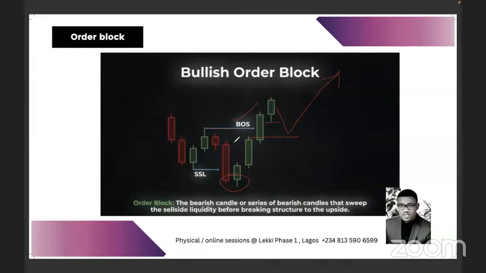Now, I didn't mention this other one. Let me mention it now. A high probability order block. I don't want to write acronyms, but let me just put OB here. Inside your mind, you see this, you know that this is a high probability order block.